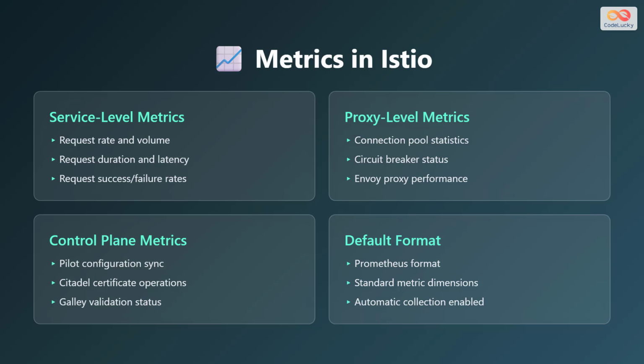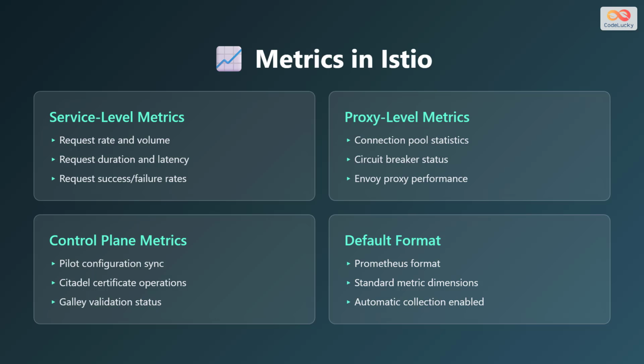Istio provides comprehensive metrics across multiple layers of your service mesh. Service-level metrics include request rate and volume, request duration and latency, and request success or failure rates. These metrics help you understand how your services are performing from an application perspective. Proxy-level metrics give you insights into connection pool statistics, circuit breaker status, and Envoy proxy performance. These are crucial for understanding the health of your mesh infrastructure.